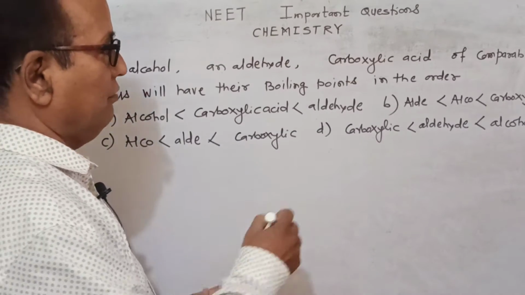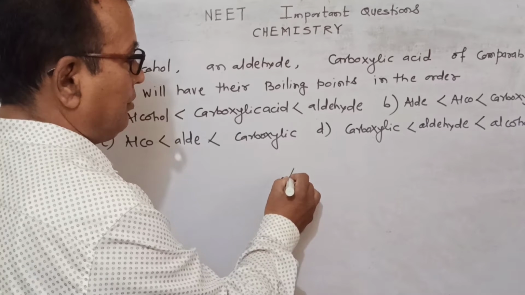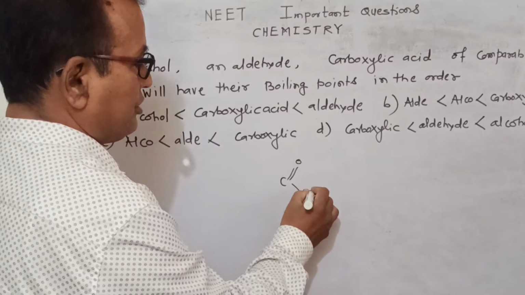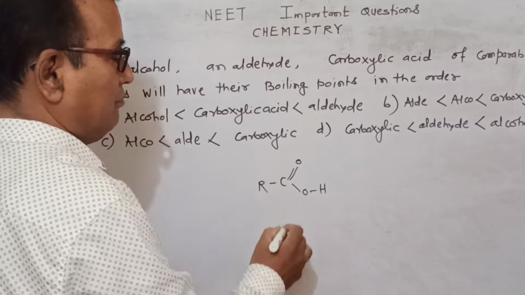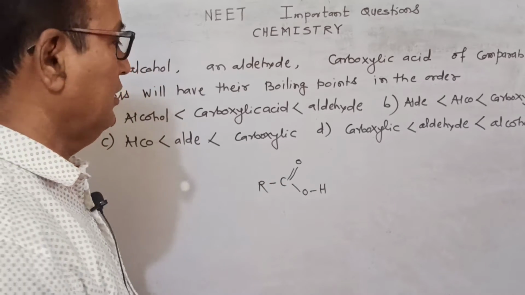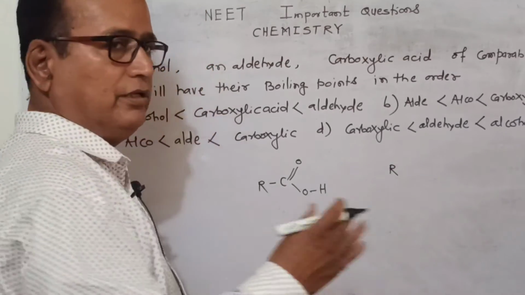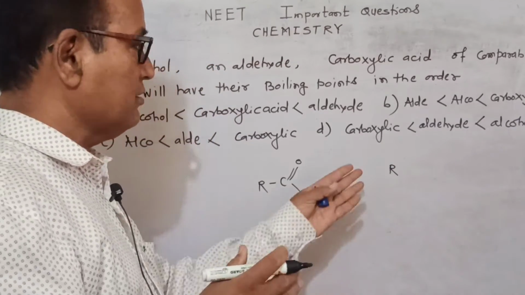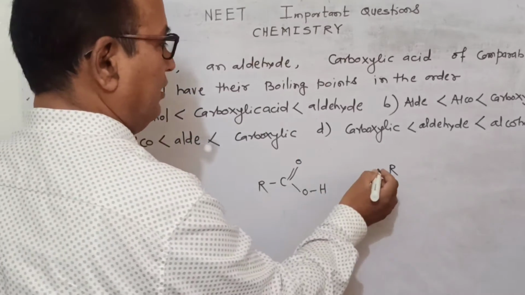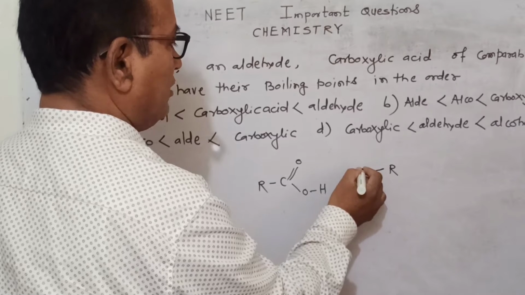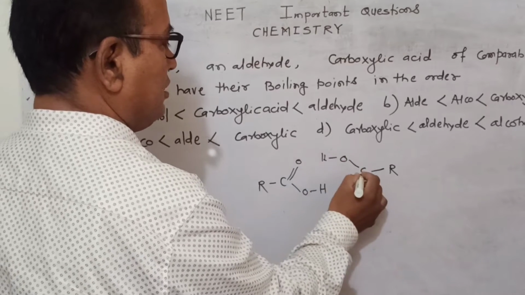Carboxylic acid, we must take first. Carboxylic acid group is C double bond O bond OH. Suppose it is one of the carboxylic acids. R means one of the alkyl radicals. Next, when two carboxylic acids come face to face, one carboxylic acid and another carboxylic acid, that is O bond H, C double bond O.